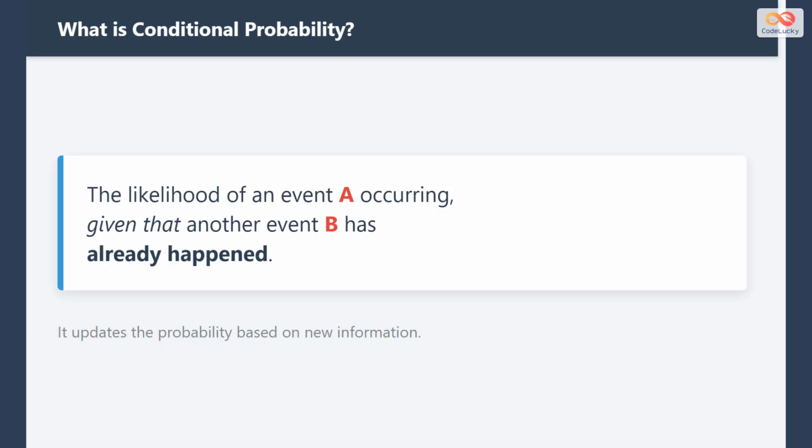First, let's define it. Conditional probability is the likelihood of an event A occurring given that another event B has already happened. Essentially, we are updating our prediction because we know something else is true.